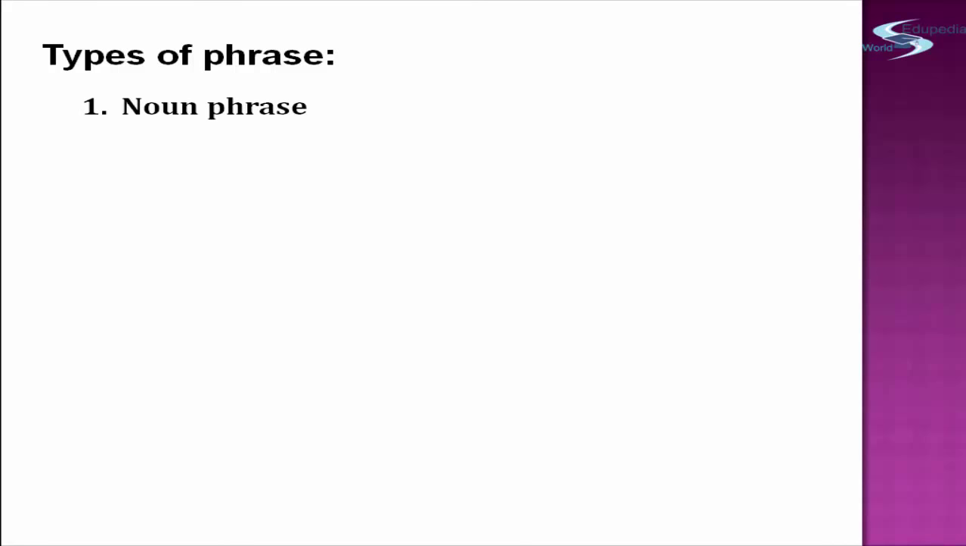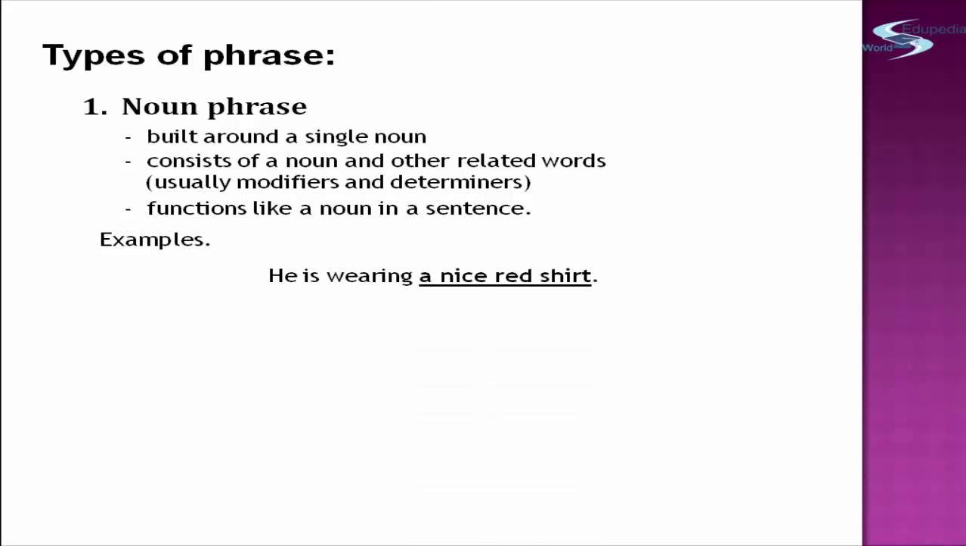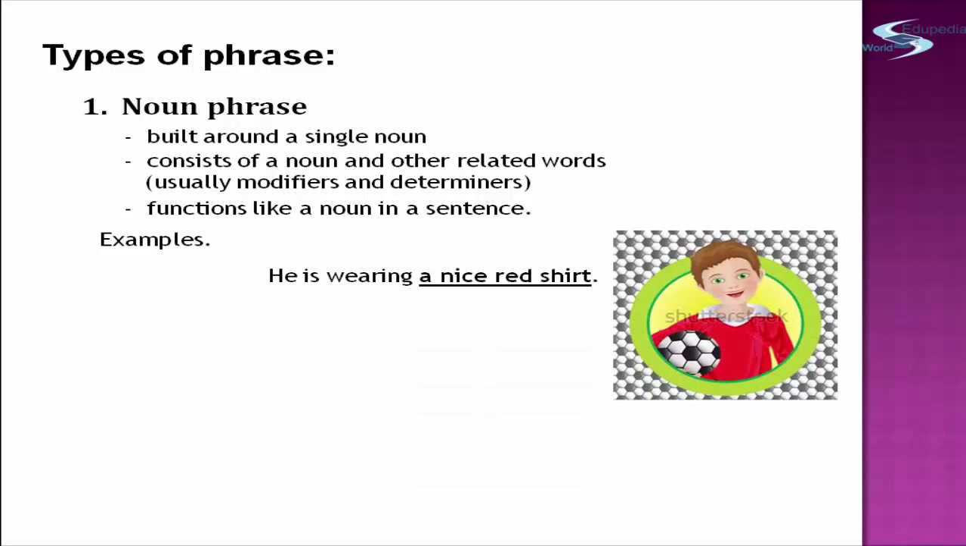Types of phrases. Number 1, noun phrase. A noun phrase is built around a single noun. It consists of a noun and other related words, usually modifiers and determiners, which come after or before the noun. It functions like a noun in a sentence. So, example: He is wearing a nice red shirt.